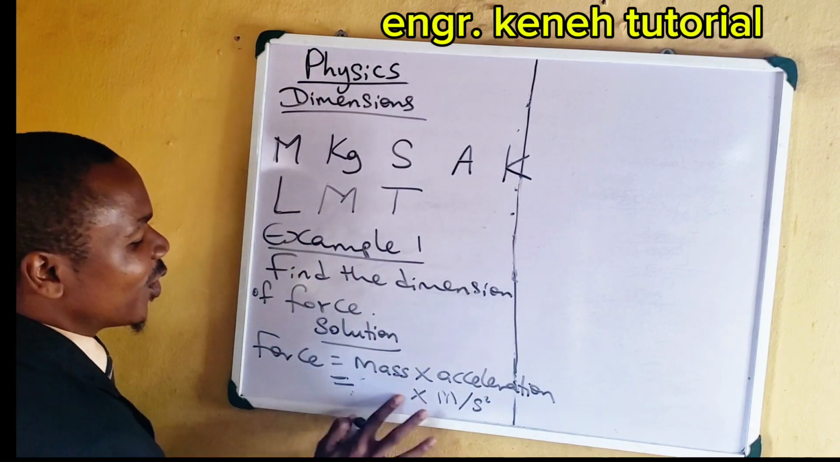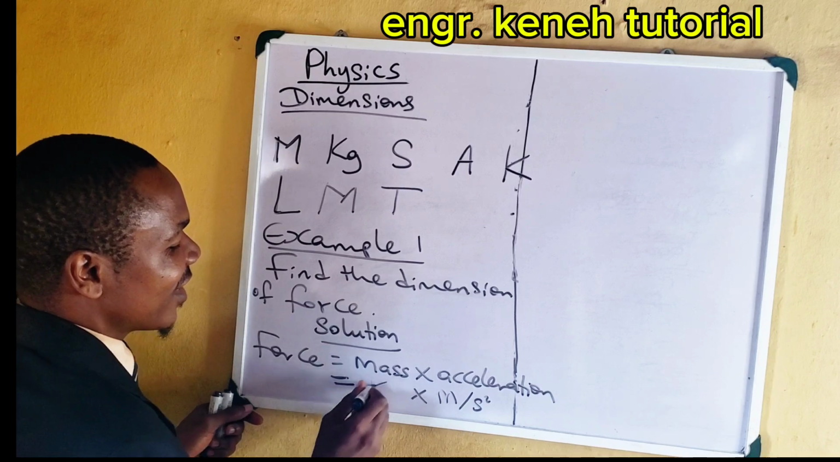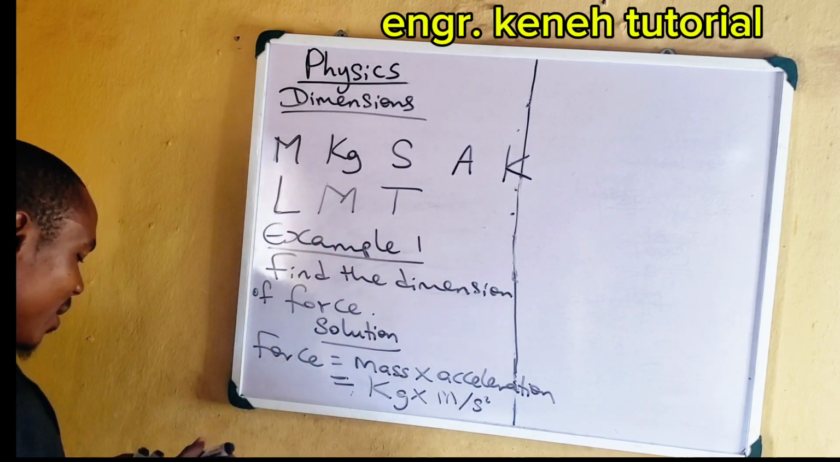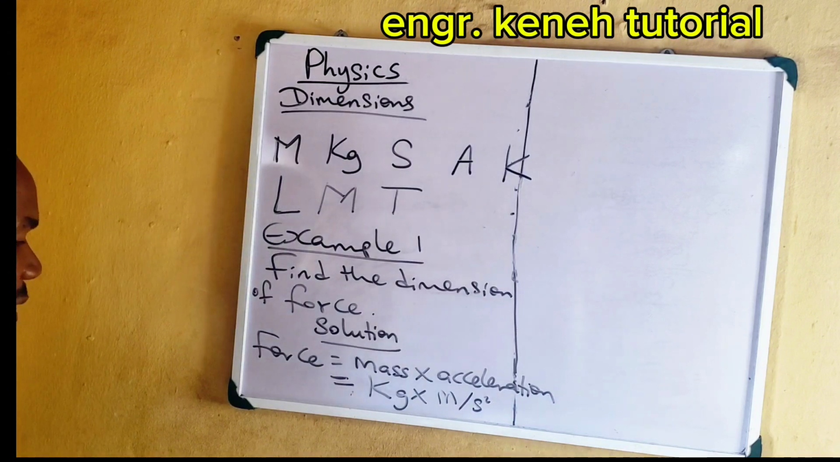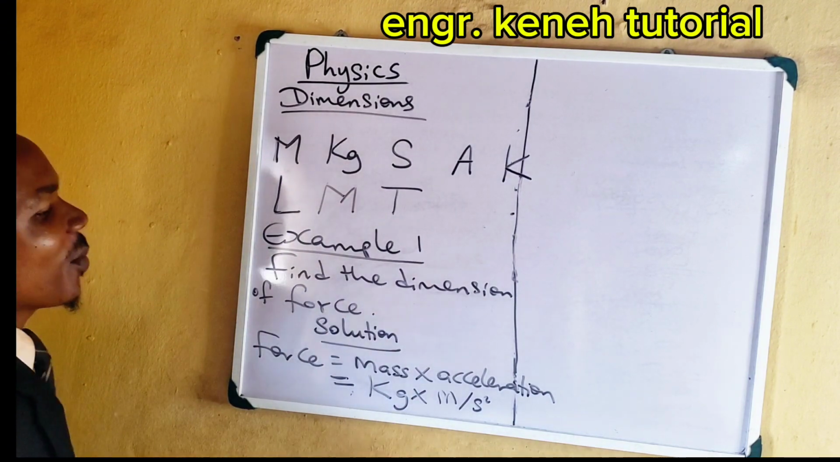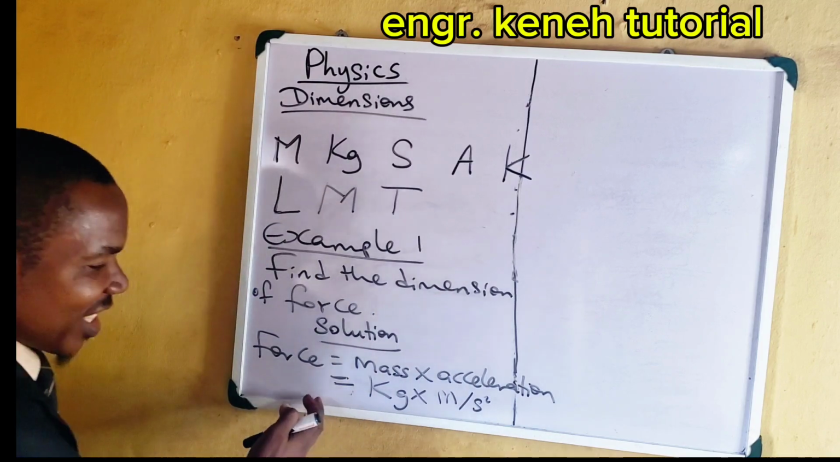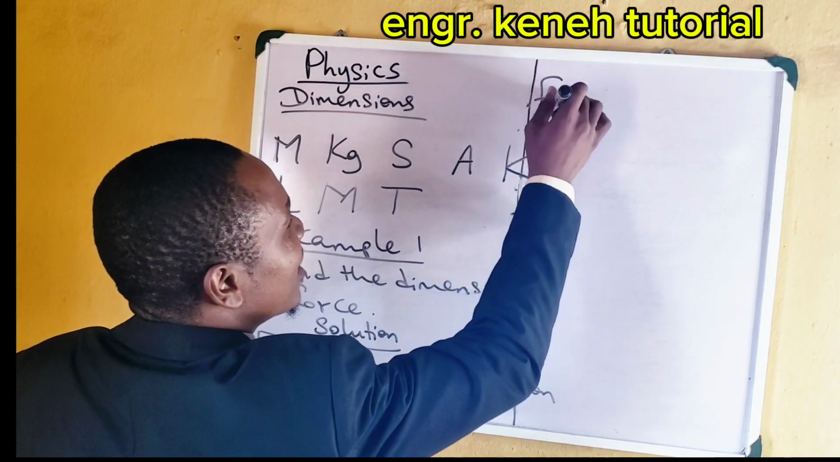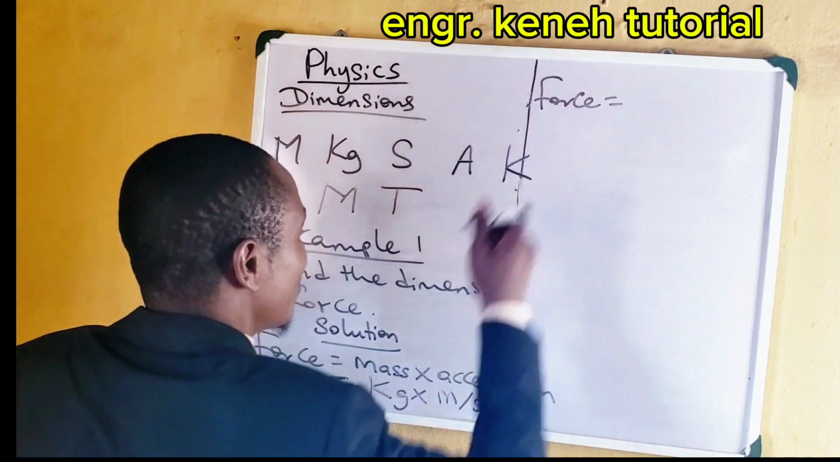The unit of mass is kg. The unit of acceleration is meter per second square. All right. I hope it's clear up to this point. I don't have much space here, so let me continue over here. So I will have force is equal to, kg times meter per second square.